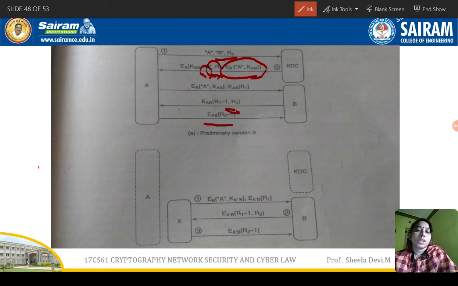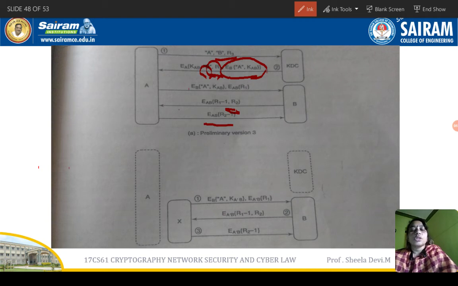But what happens here? What is the disadvantage in this also? What the attackers can do with version 3 also is, see, now A has communicated with KDC previously, and we'll consider that at 8 o'clock A has sent a message to KDC that it wants to communicate with B.